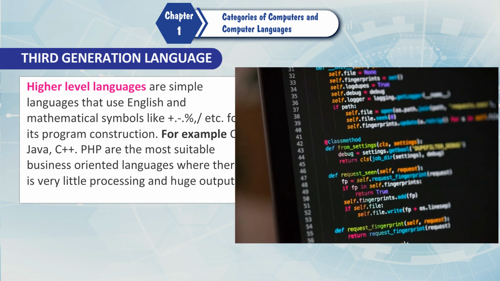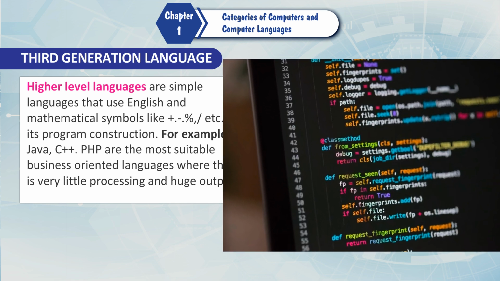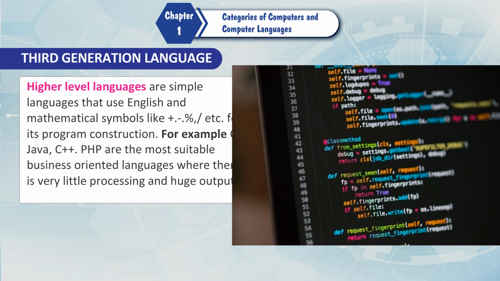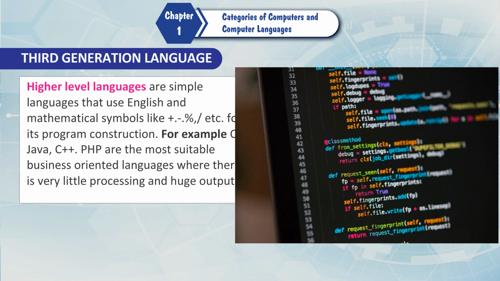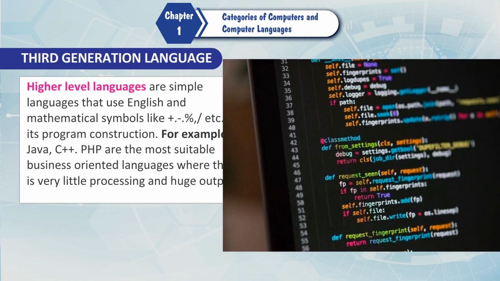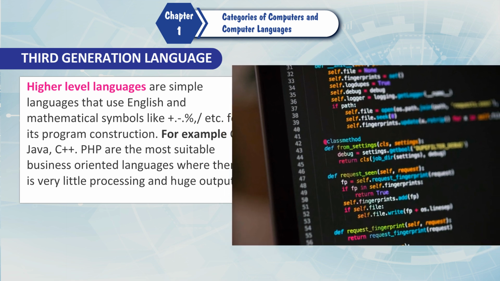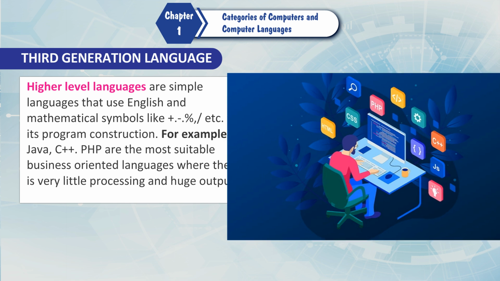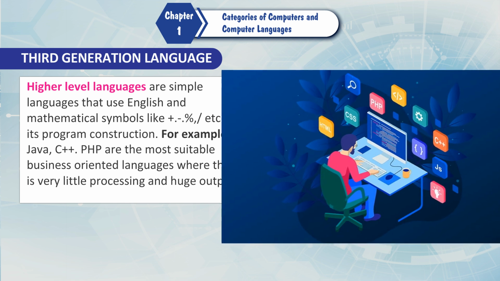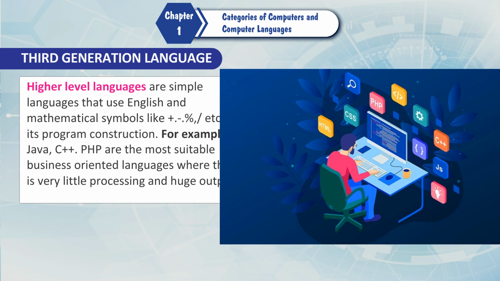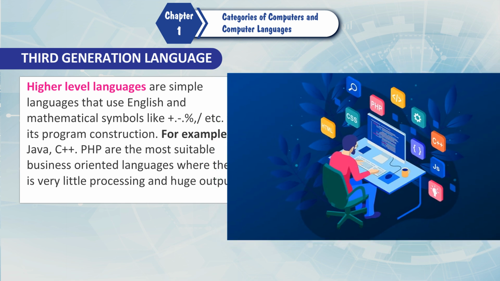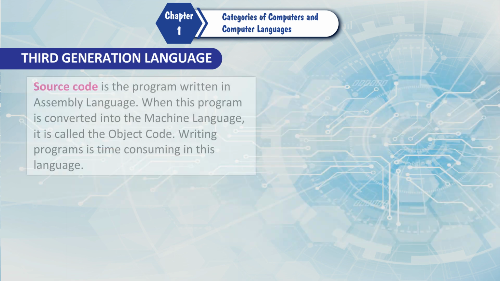Higher level languages are simple languages that use English and mathematical symbols like plus, minus, percentage, slash, etc. for its program construction. For example, C, Java, C++, PHP are the most suitable business-oriented languages where there is very little processing and huge output.